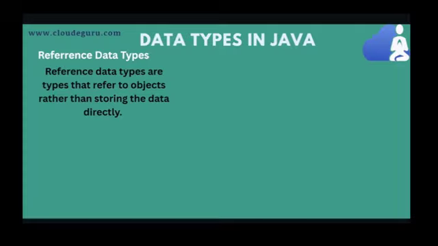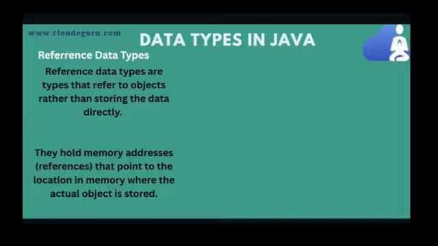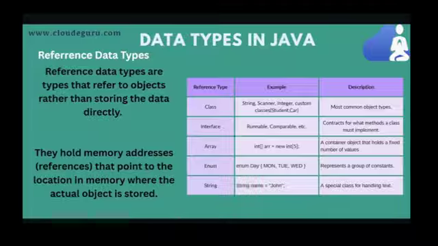Now reference data types. Reference data types are types that refer to objects rather than storing the data directly. They hold a memory address or reference that points to the location in memory where the actual object is stored. There are different kinds of reference data types, or non-primitive data types, like classes such as String, Scanner, Integer, custom classes like Student, Car, all these things. Interfaces like Runnable, Comparable, etc. Arrays, enums, strings, these are all reference data types.